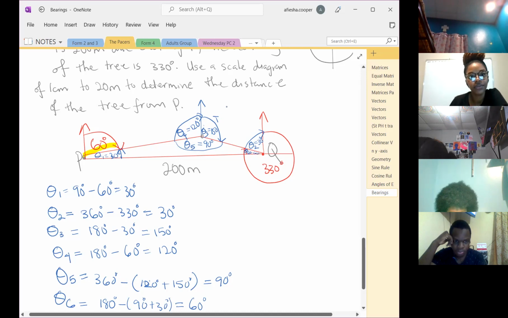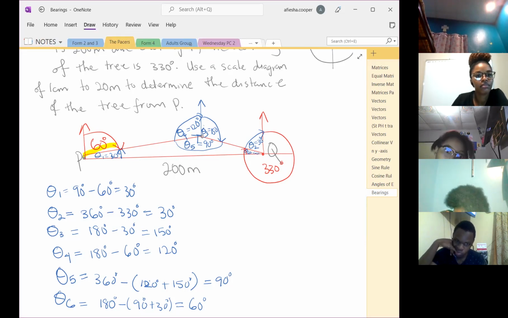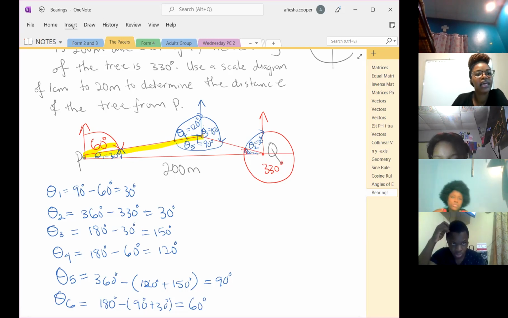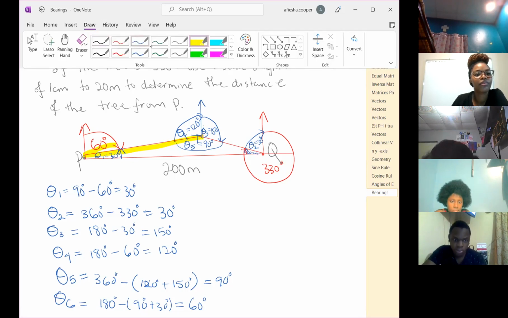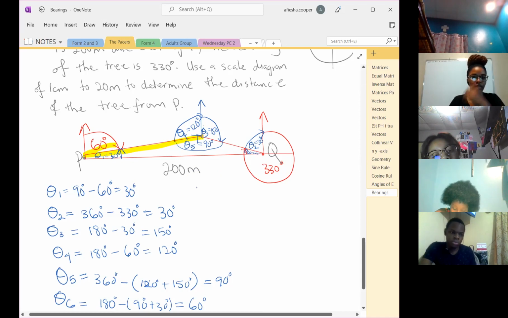So how to find TQ? T is here. No, why do I keep saying TQ? How do we find the distance TP? This line here is what they want us to find. How do we find that line? What do we use? It's cos. So which angle are we using? We can use different angles. Which angle are we using? The 30 or the 60? Yes, I use the 30.